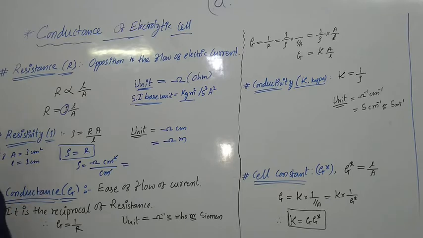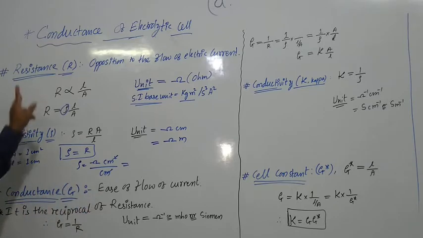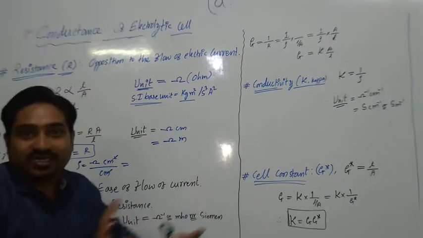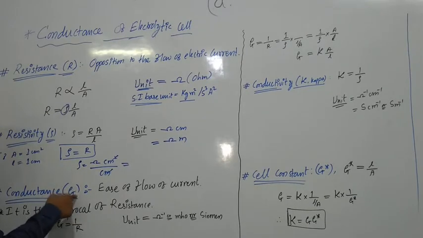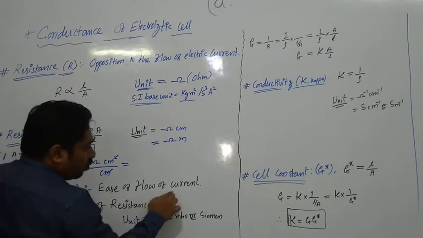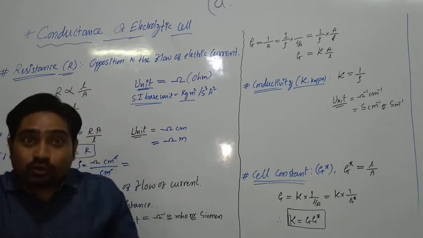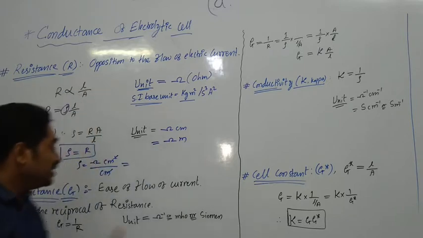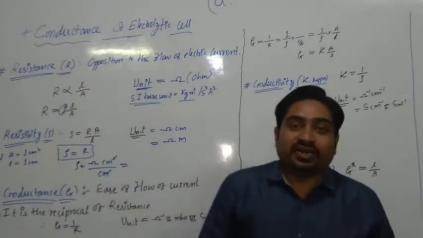Now it is easy to understand what conductance is. If you understand resistance, it becomes very easy to understand conductance. Resistance is the opposition offered to the flow of electric current. Conductance, symbolized as G, is the ease of flow of current. How easily a material allows electric current to pass through it is called conductance, or it is the capacity of a material to allow electric current through it.